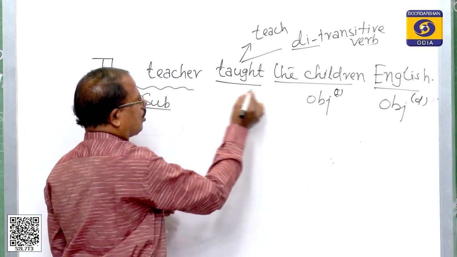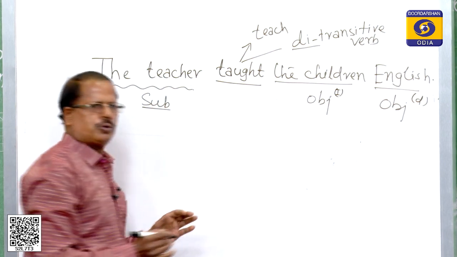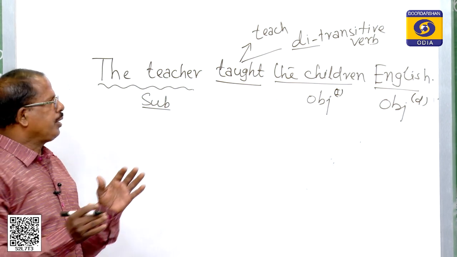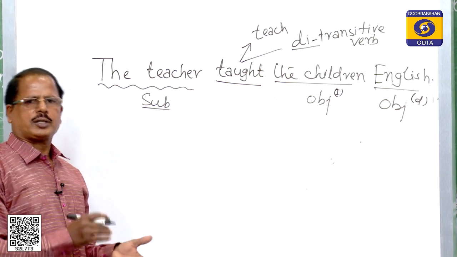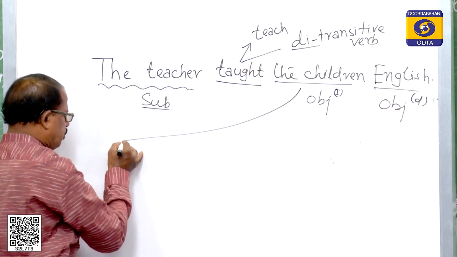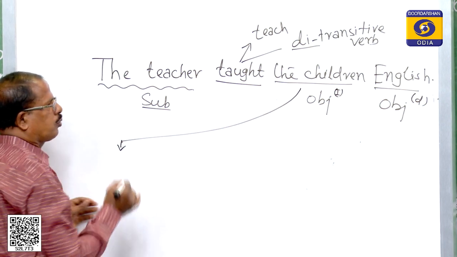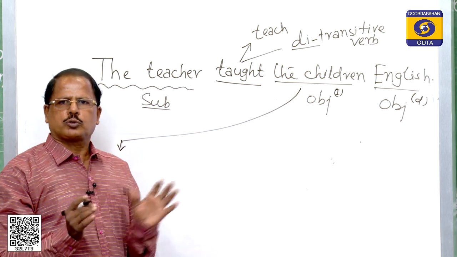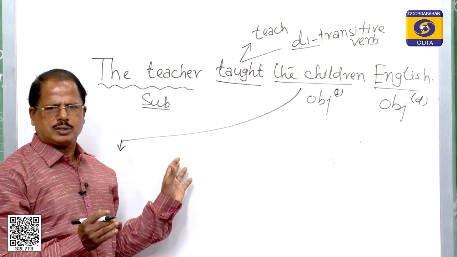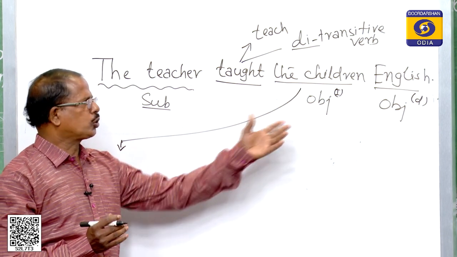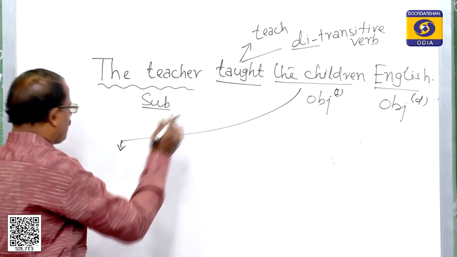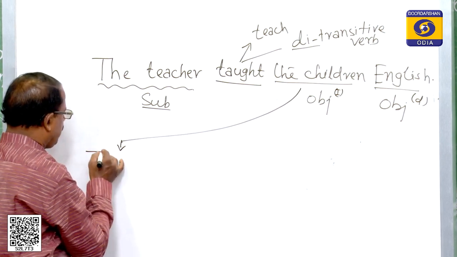So, the teacher taught the children English. When we change the sentence into passive form, the object will be the subject of the sentence, mind it. So, you just see this will come to this place. Usually when we have two objects, the first object becomes the subject, or we can also take the second object as the subject, no problem, right. So, the children.